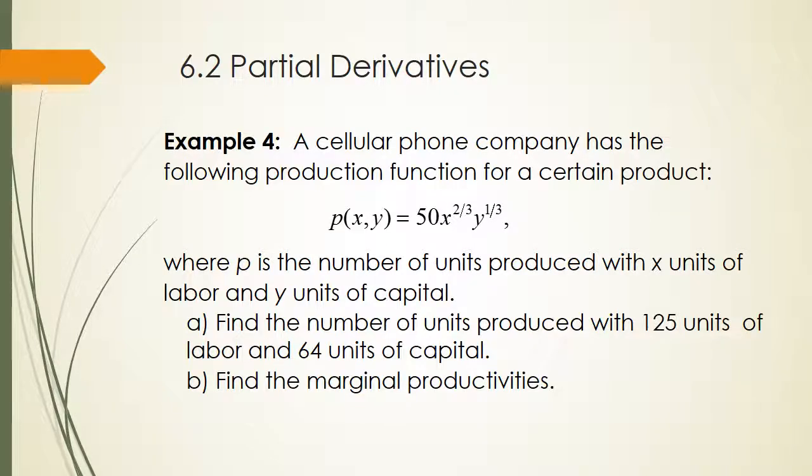For B, the marginal productivities. What that means is you're going to take the partial derivative with respect to X, and that will give you the marginal labor. And then you're going to do the same thing with respect to Y, and that will give you the marginal for capital. Pause the recording, give these a try, resume to check your answer.